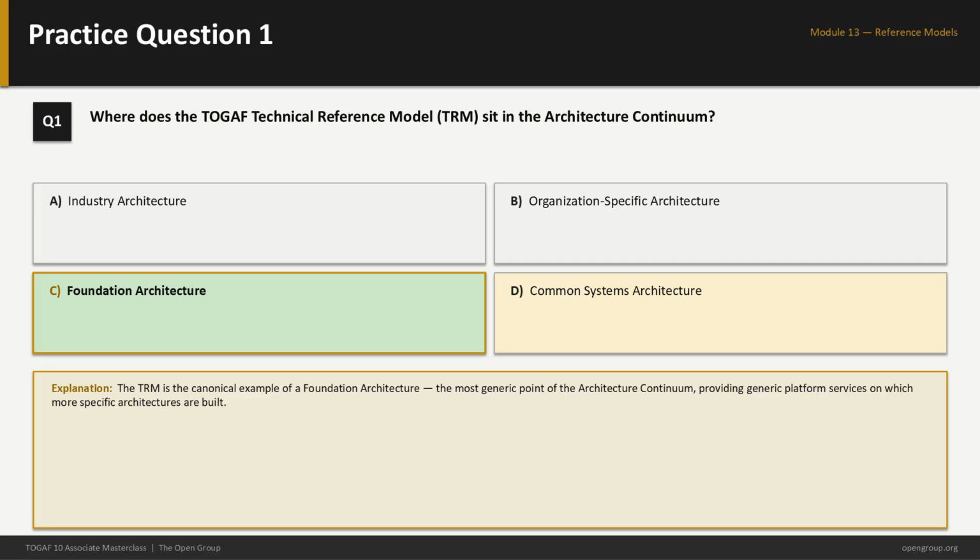Question 1. Where does the TOGAF Technical Reference Model, TRM, sit in the architecture continuum? Pause to consider your answer. The correct answer is C, Foundation Architecture. The TRM is the canonical example of a foundation architecture, the most generic point of the architecture continuum, providing generic platform services on which more specific architectures are built.